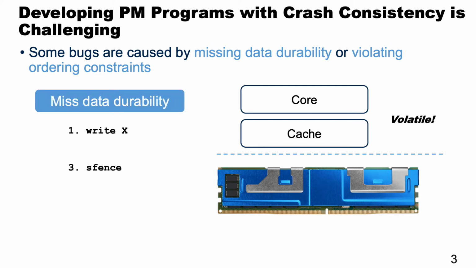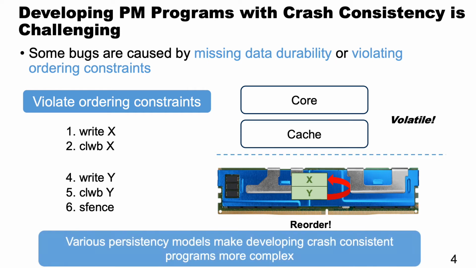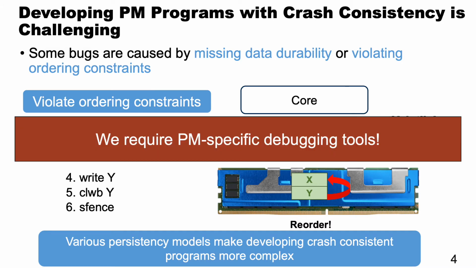For example, if the program misses the write back or fence instructions, the update becomes volatile. For ordering constraints, if the program misses fence instructions, X and Y may be reordered. Meanwhile, various persistency models have different constraints for data durability and ordering that make developing crash consistent programs more complex. To solve this, we require PM-specific debugging tools to help us.